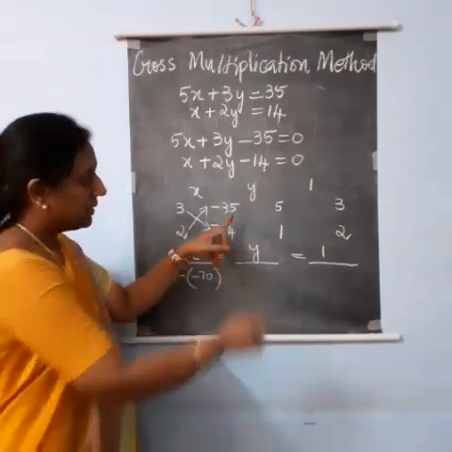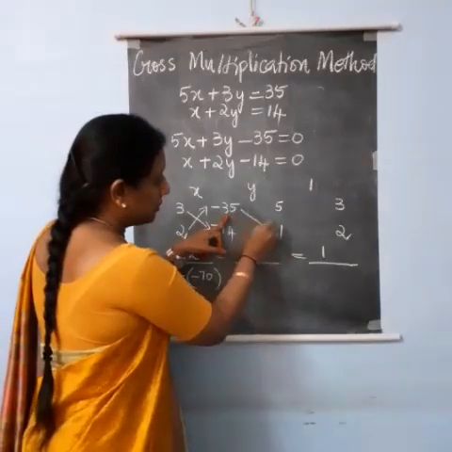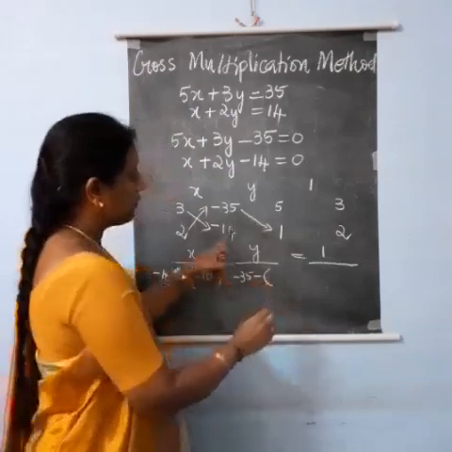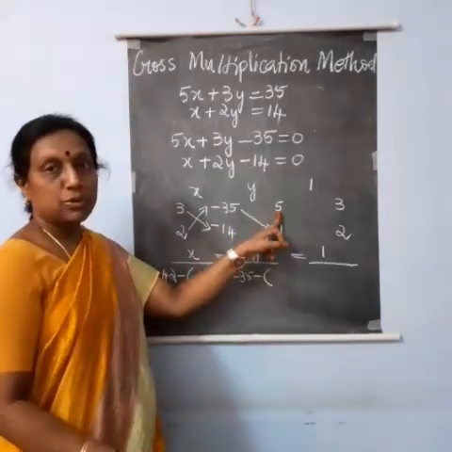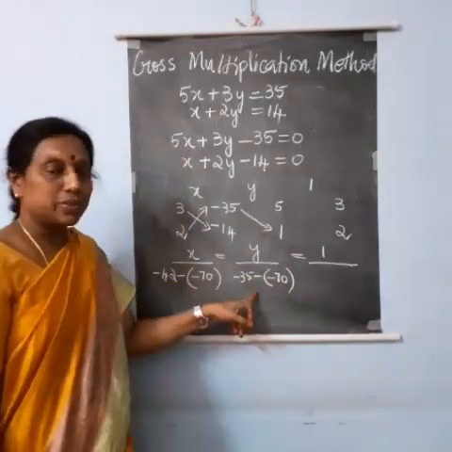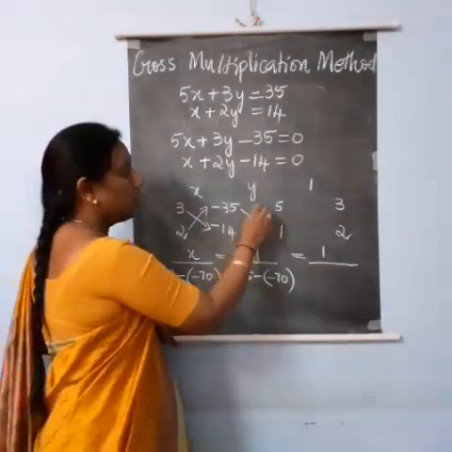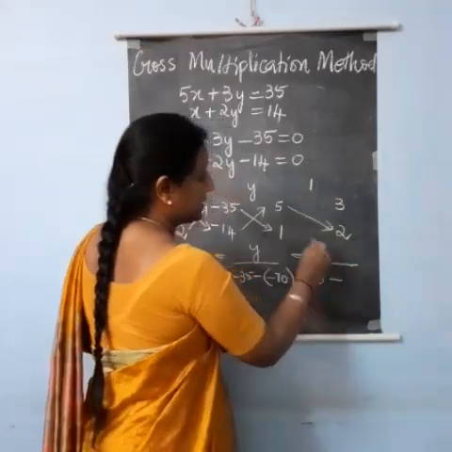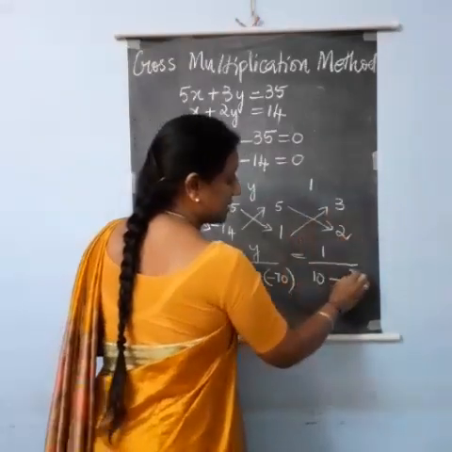Now, same formula, top to down. Top to down will be minus 35, minus of down to top. Down to top will become again minus 7. Are we okay with that? Then, what is top to down here? 5 2s are 10, minus down to top, 1 3 is 3.